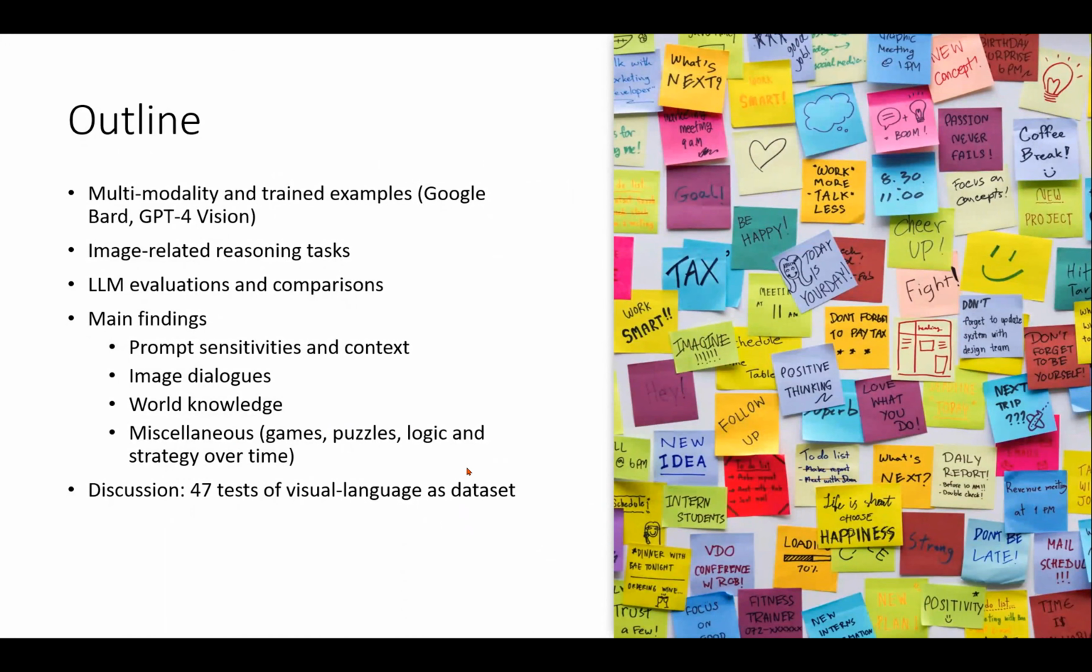And of course, there's a whole field of using, historically, 30, 40 years, of using games and puzzles and logic and strategy over time to exercise what we describe as the current state of the art for artificial intelligence, whether that's chess or Go or something else. Those are important aspects of the AI history, and we'll explore some of that with this new toy, this new large language model. So ultimately, we will give 47 tests of visual language and present that almost as a data set or a new evaluation criteria.